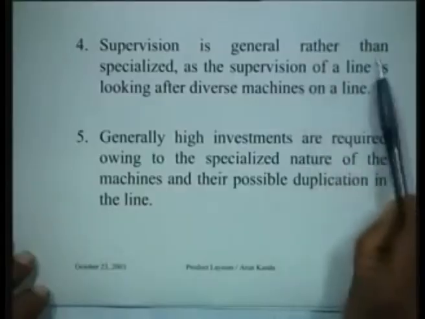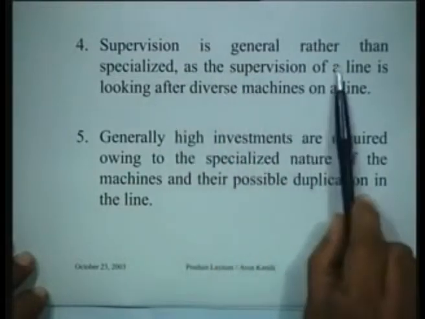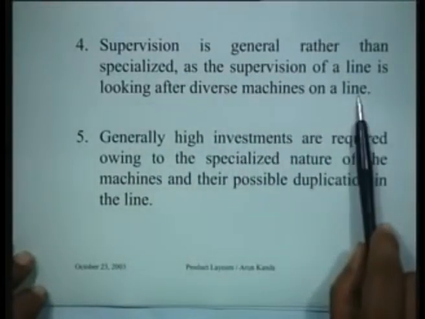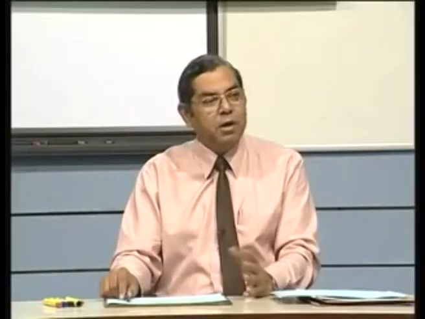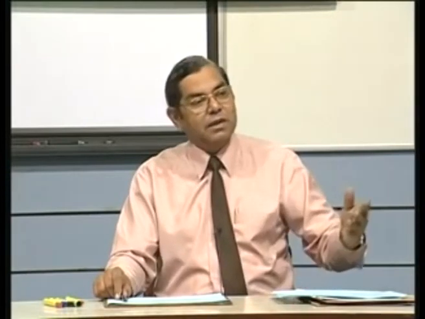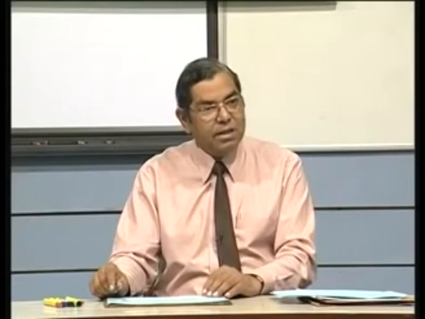Supervision is general rather than specialized, as the supervision of a line is looking after diverse machines on a line. Compare this with the supervisor for a process layout. If you have a supervisor, let's say in the lathe section, that person would probably have spent 10 years in the lathe section and would be familiar with all the machines. He can probably open out each machine and assemble it, because all are lathes and he has considerable experience. But this would not happen here, because you have one lathe, one milling machine, one special kind of machine, and so on. So all machines are distinct in the line, and you don't expect any person to be a specialist of all of them.